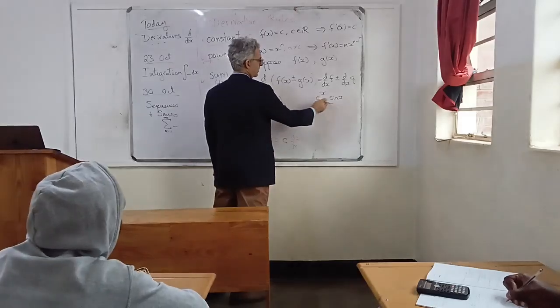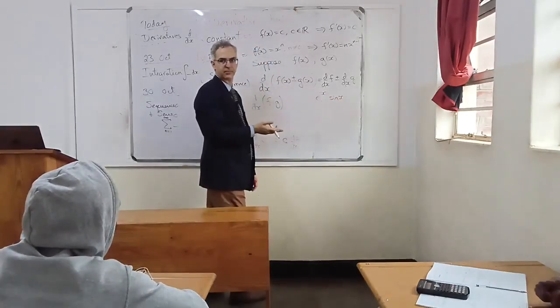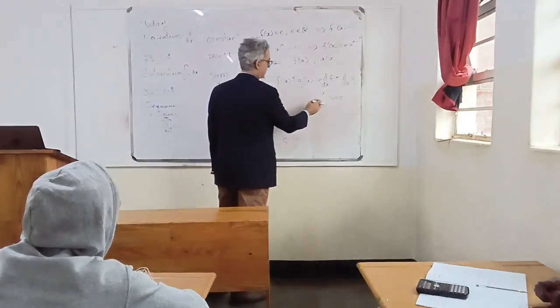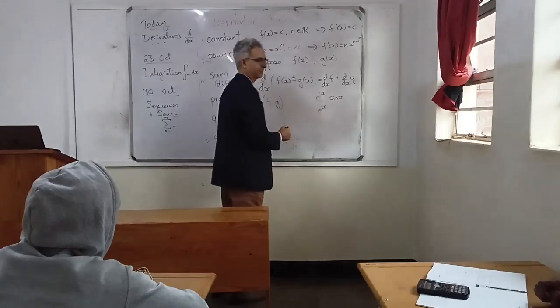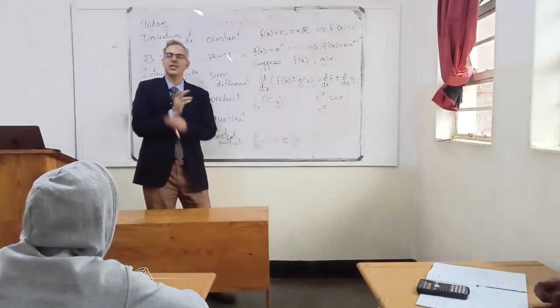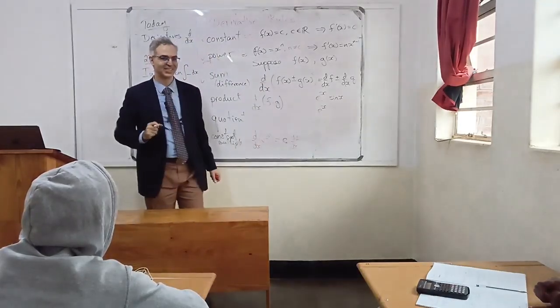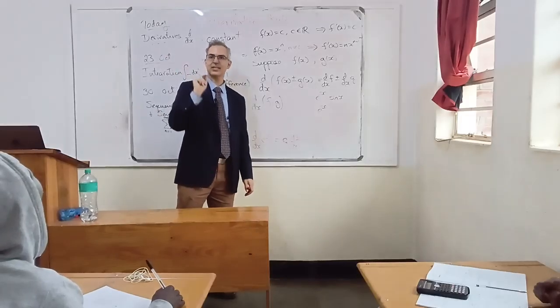Well, e to the x times sine of x, what is the derivative of this thing? We don't know. We know the derivative of e to the x. E to the x is a very special function. You should love e to the x, because when you take the derivative, you get the same function back.